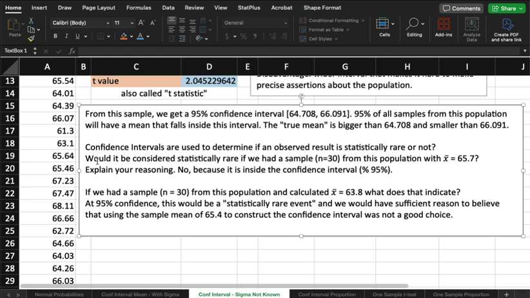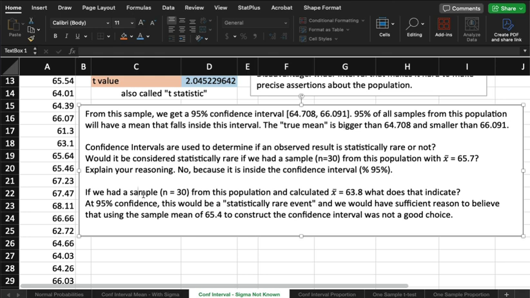So suppose someone takes a sample and calculates the mean and gets a mean of 65.7. Is that considered to be statistically rare? No, because it is inside of our interval, right? It's bigger than 64.708 and it's smaller than 66.091. So that is not statistically rare.